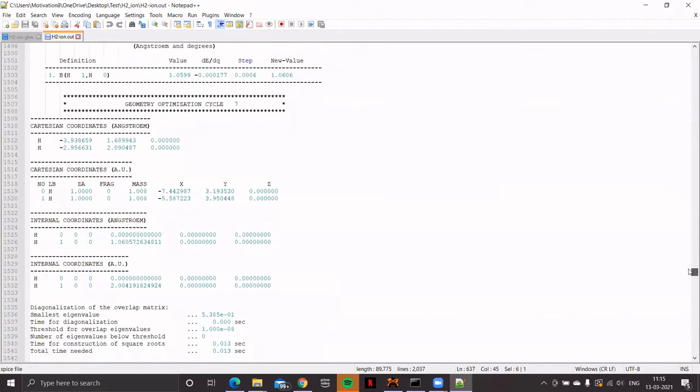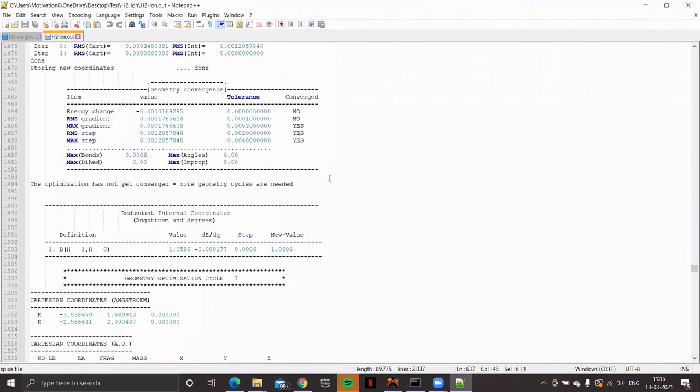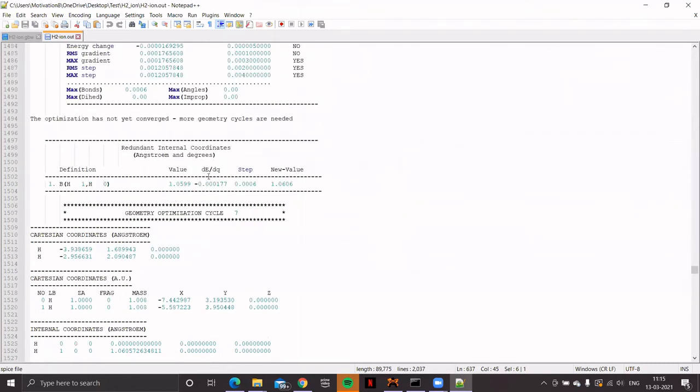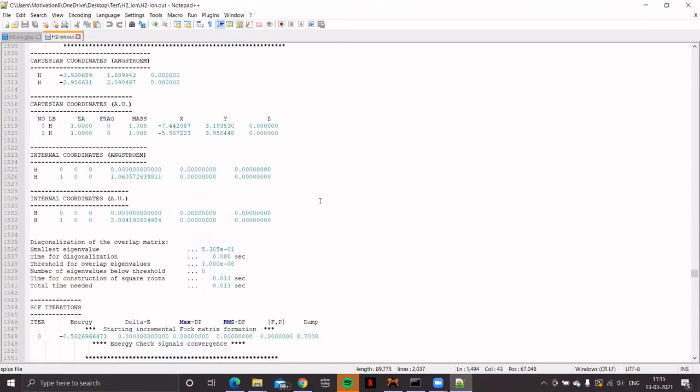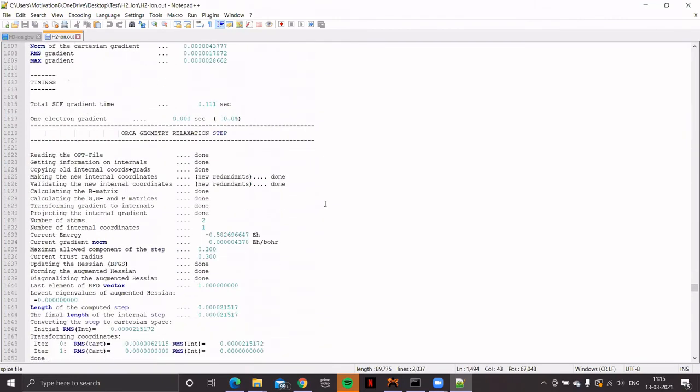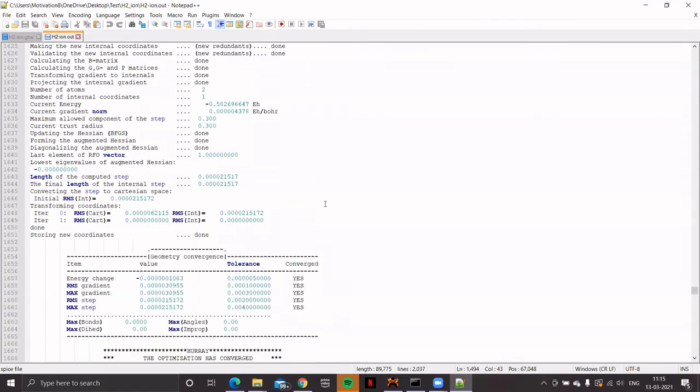Same thing is repeating, because at this point you can see that out of 5, 3 of them have converged, not the top 2. Energy change and the force, that is the root mean square gradient, have not converged. So the optimization has not yet converged, because they have written that the optimization has not yet converged. More geometry cycles are needed. So again go down. What they're doing is changing the bond length and then looking at the energy, SCF convergence.